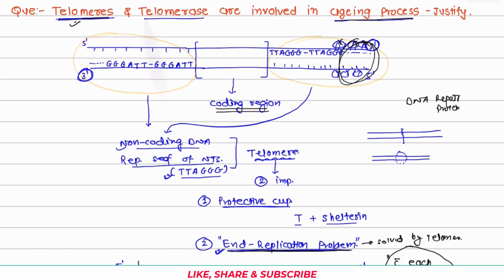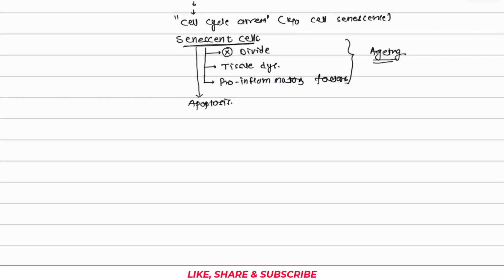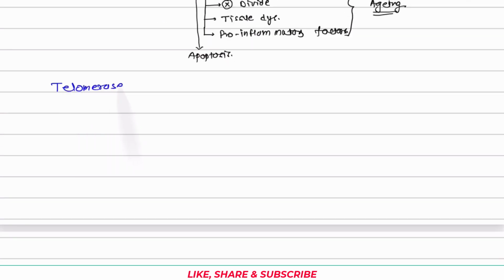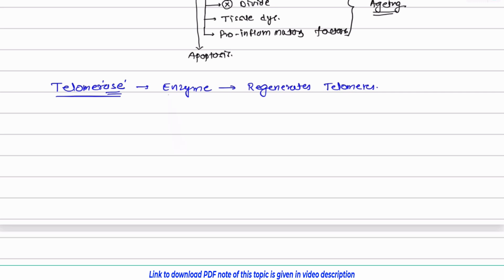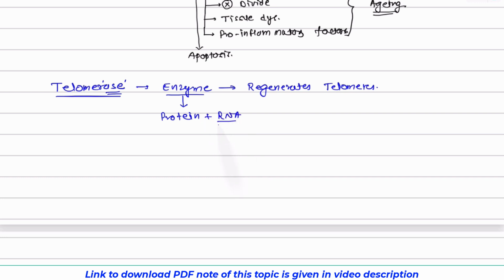Now let us understand telomerase. What is telomerase? As you can see, it ends with the word ase, which means it is an enzyme. Telomerase is nothing but an enzyme. And what is the function of this enzyme? This enzyme regenerates telomeres, so it can increase the length of telomeres. Now this enzyme is made up of two things. One is the protein, and its prosthetic part is an RNA molecule. This RNA molecule, as a part of the enzyme, acts as a template to synthesize DNA, right?